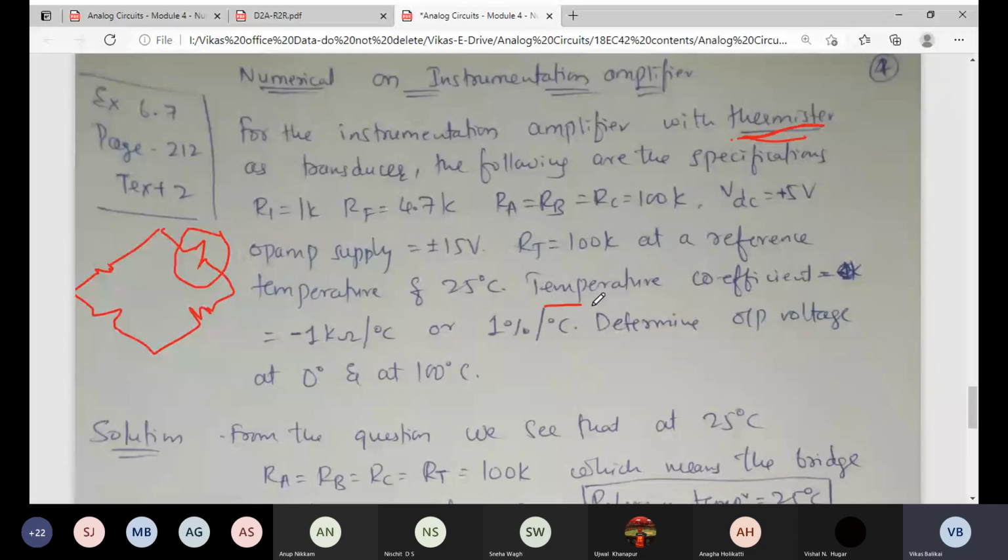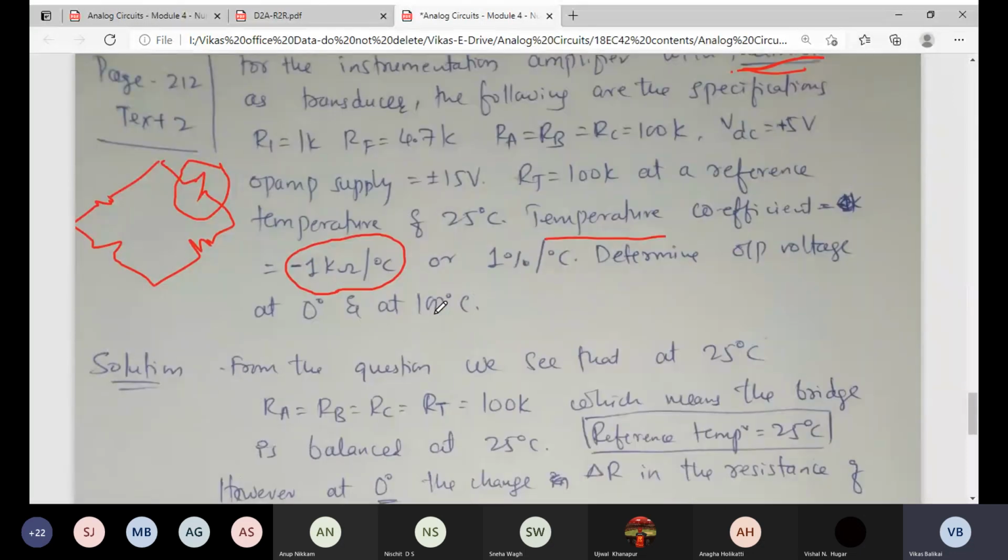So what exactly is temperature coefficient? For every 1 degree increase in the temperature, what is the change in the resistance? For every 1 degree increase in temperature, the resistance changes by 1 kilo ohm. So the question is to determine the output voltage at 0 degree and 100 degree.